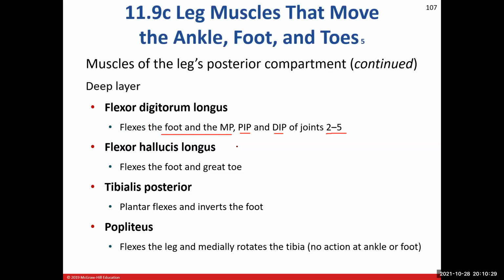So if you ever dropped something, when I was younger, I was actually really good at picking things up with my toes. I could drop a pen or a pencil and I would stand there and pick it up with my toes. So when you're doing that, you are utilizing the flexor digitorum longus.